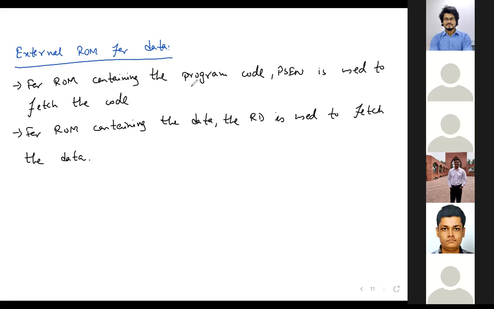Now, for ROM containing the program code, your PSEN is used to fetch the code. Remember, your PSEN is responsible only for fetching the code. But however, if you have a ROM which contains the data, then your RD pin is used to fetch the data. So finally, let's just see a connection diagram that will hopefully explain all of these things that we are learning for so long. Let me show it from the book directly. It will be easier.